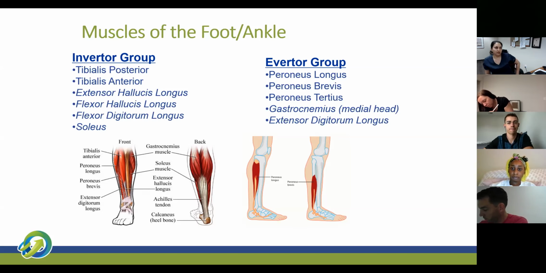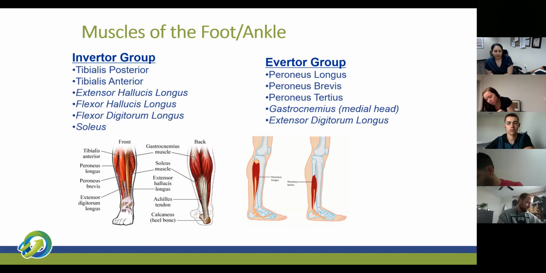Now that's your inverter group. How about your everter groups? Okay. There's the peroneus longus, the peroneus brevis, peroneus tertius, gastroc, the medial head, and then we have the extensor digitorum longus. This is just a quick question I'm going to throw out there. Out of those muscles, there are two that actually dorsiflex out of that everter group. Do you guys know which one it is? Peroneus tertius. Yep.